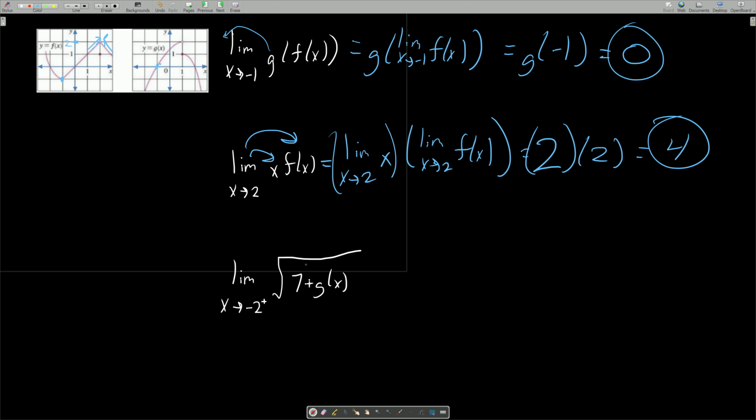Now this one here, keep in mind the square root is just an exponent, to the 1/2. Square root is just 1/2, remember that. So we can apply the same rules to it. We can cover the entire limit with the square root.